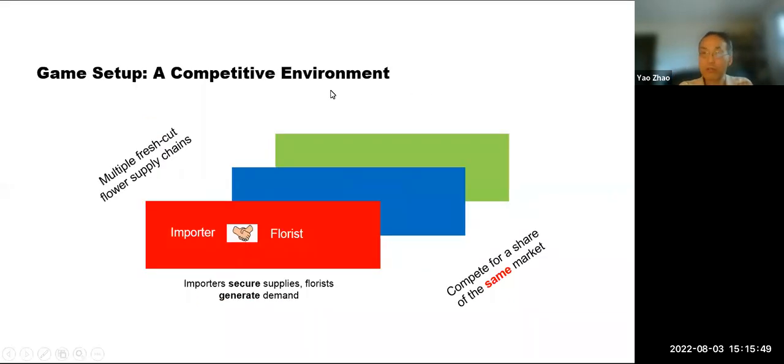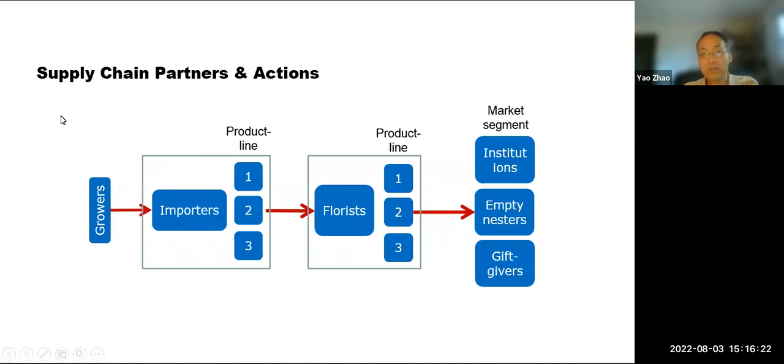Now, we're going to put students in multiple fresh flower supply chains, right? And in each supply chain, we have a florist team and also an importer team, right? Both parties are indispensable, right? The importers will secure supply, and the florists will generate demand, right? And they are competing in the same market, right? So their price and marketing actions will affect not only themselves, but everybody else. Okay, and so this is one supply chain.